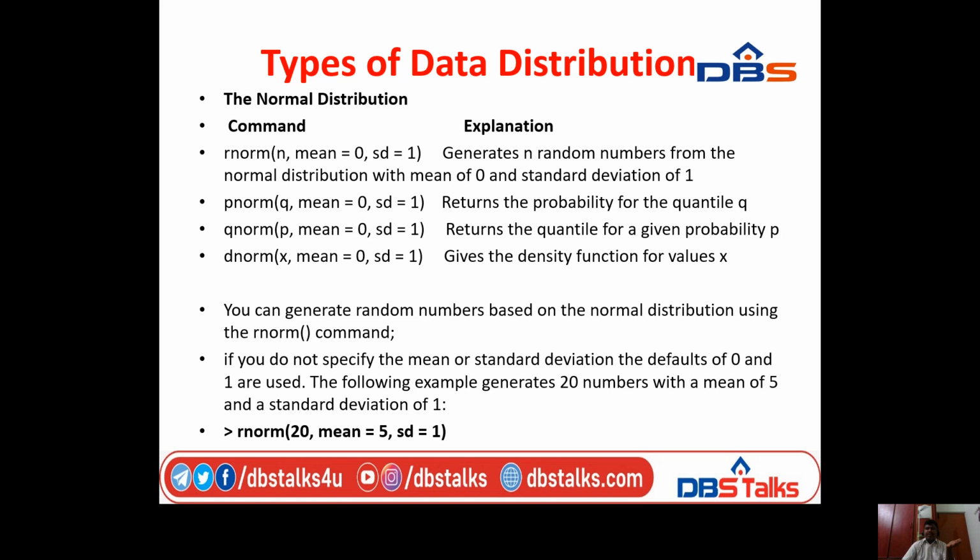You can easily generate random numbers based on the normal distribution using rnorm. rnorm is the first command, and it is especially useful for many types of purposes. If you do not specify the mean or standard deviation, the defaults of 0 and 1 are used. The default for the mean and standard deviation is 0 and 1 only. If you are not specifying any mean or standard deviation, rnorm, pnorm, qnorm or dnorm automatically take them as 0 and 1.